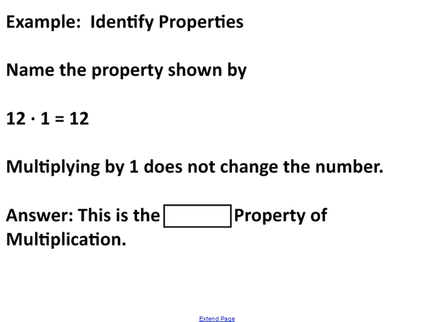Identify some properties. We're going to go through a number of different properties. The first one we're going to do is called the identity property. And here's one example. 12 times 1 is 12. Multiplying by the number 1 does not change the number. This is called the identity property of multiplication.